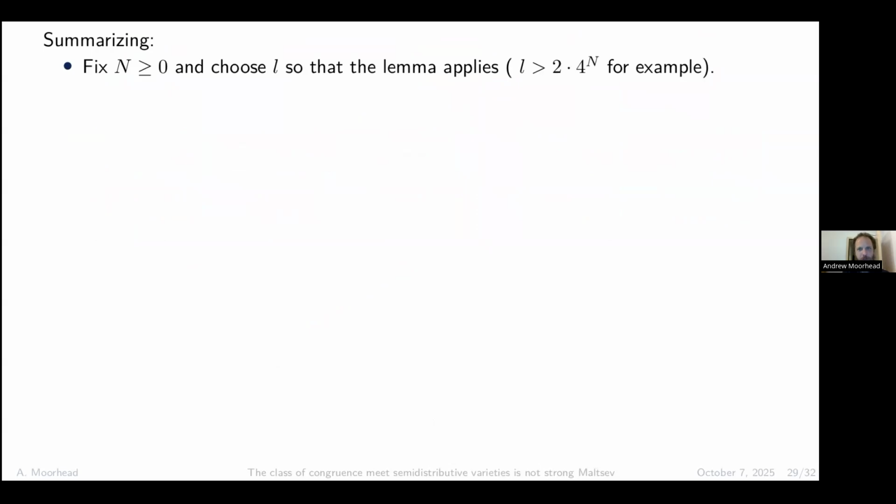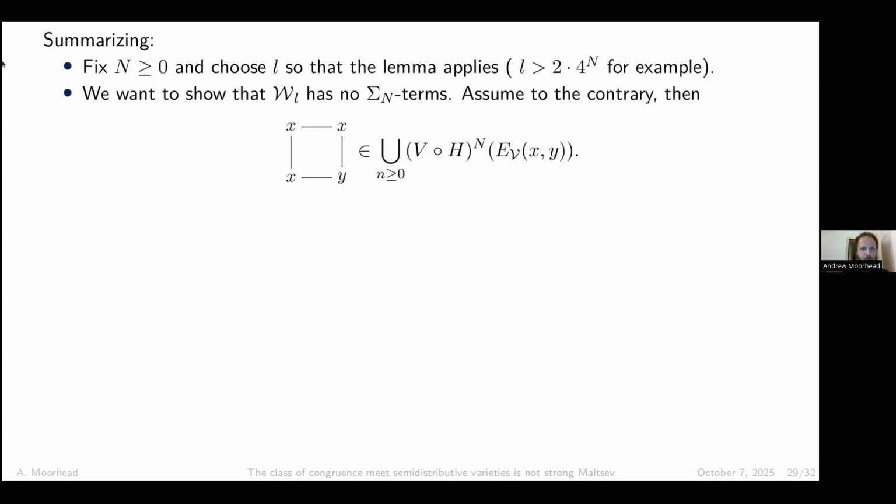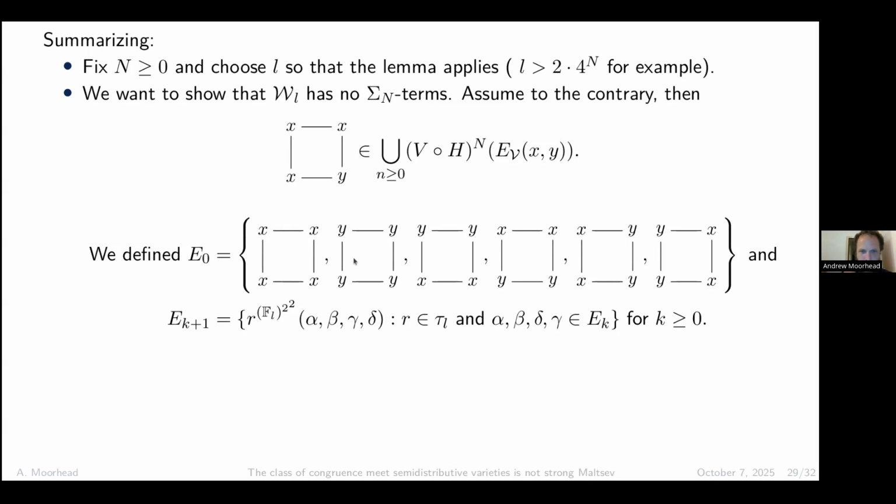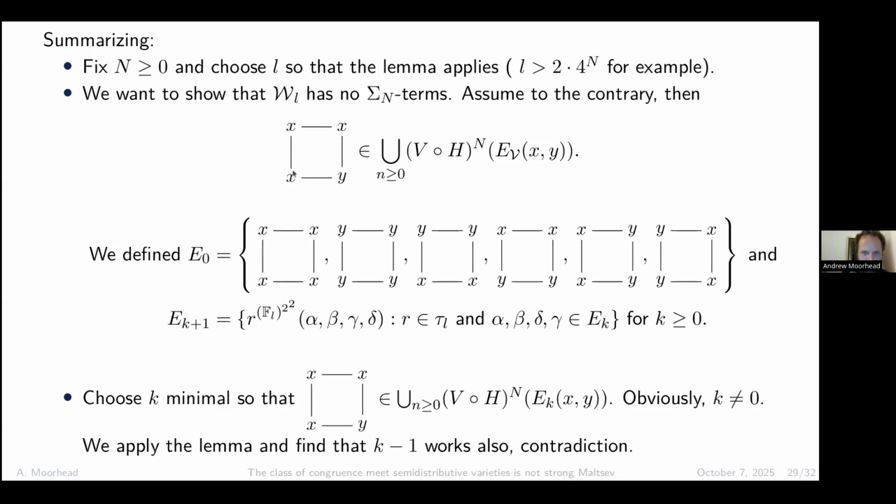So to summarize the strategy, we fix n greater than or equal to 0, and we choose L so that the lemma applies. So for example, we could pick L to be bigger than 2 times 4 to the n. And we want to show that WL has no sigma n terms, and we assume to the contrary. This is just what it means to assume to the contrary. So we defined E0 and recursively the EKs in this way. And okay, so if this matrix with 3 x's and a y belongs to this particular horizontal then vertical relational composition applied n times with some matrices, well, that's finitely many of these matrices.